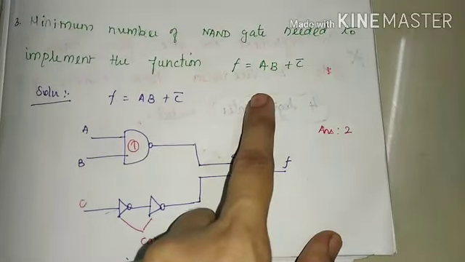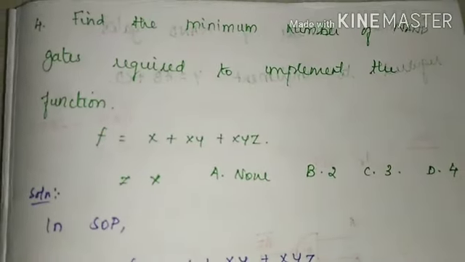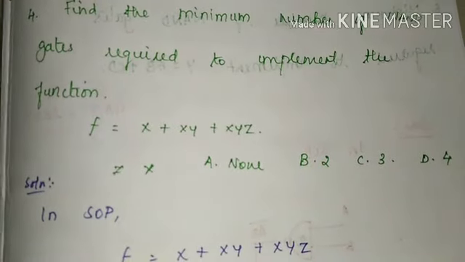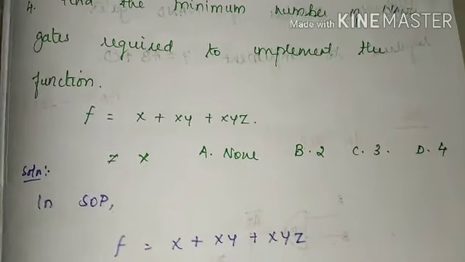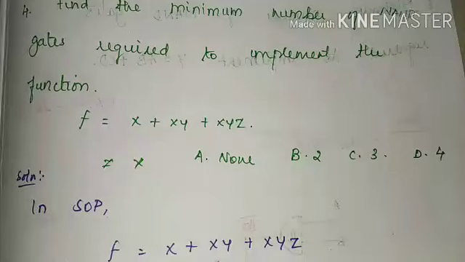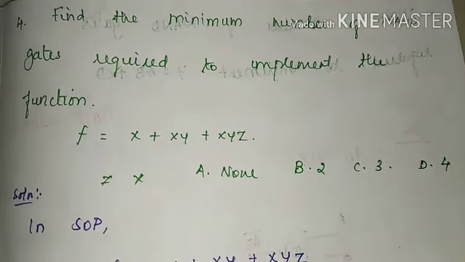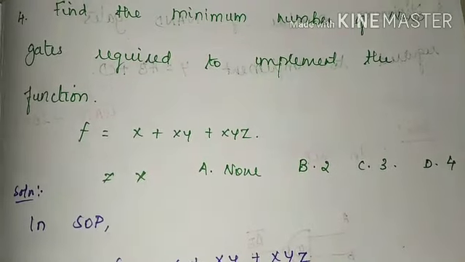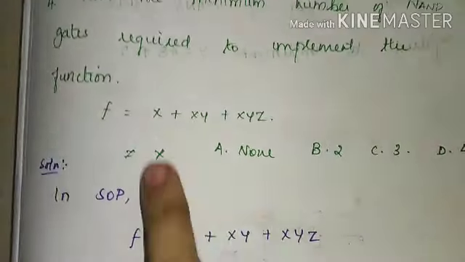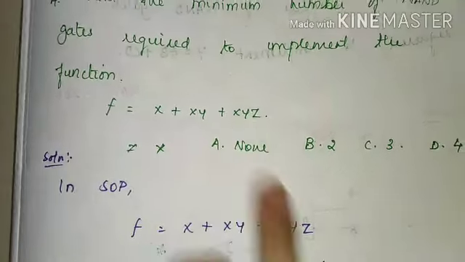Right, now we will see our next problem. See the problem number 4. Find the minimum number of NAND gates required to implement the function x plus xy plus xyz. See the options. Option A none, option B 2, option C 3, option D 4. Now we are going to find the NAND gates. NAND gate in the sense it should be in SOP format, sum of products. These individual terms are all product terms, and we have summed them up at last, right?